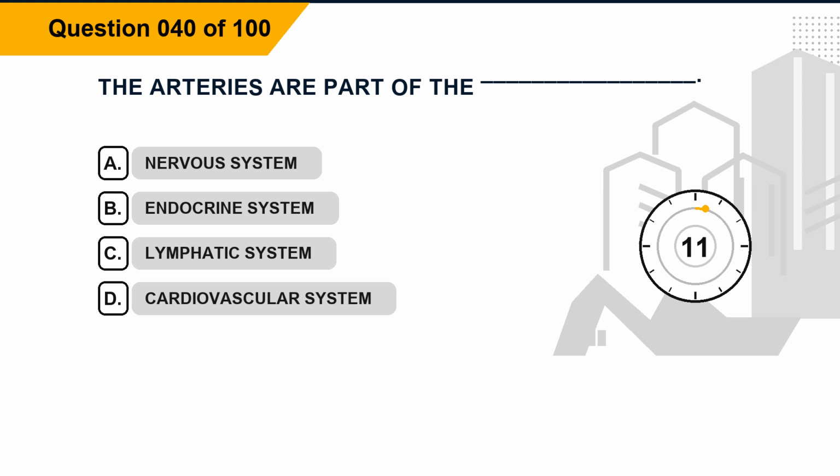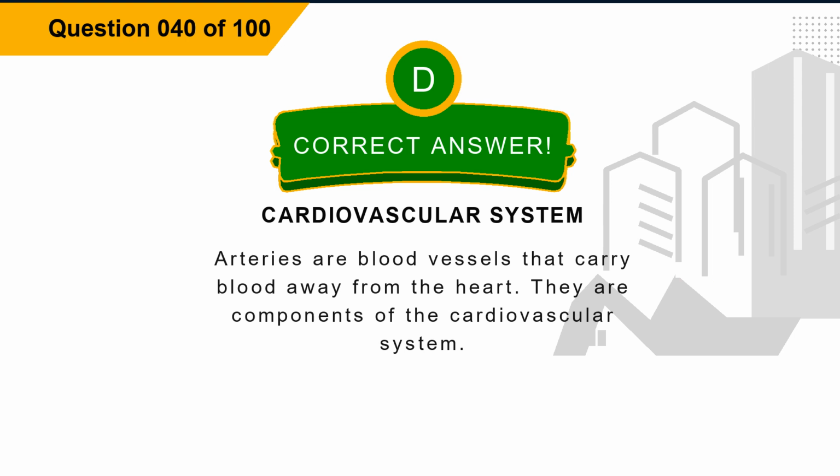Question 40. The arteries are part of the blank. Option A, nervous system. Option B, endocrine system. Option C, lymphatic system. Option D, cardiovascular system. The correct answer is option D, cardiovascular system. Explanation. Arteries are blood vessels that carry blood away from the heart. They are components of the cardiovascular system.